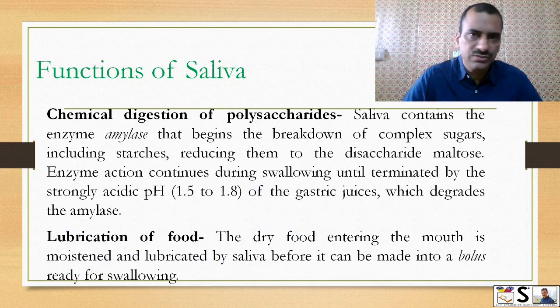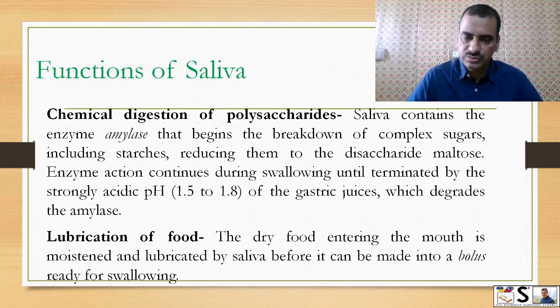What are the functions of saliva? Number 1, chemical digestion of polysaccharides, or we can say starch. Saliva contains the enzyme amylase that begins the breakdown of complex sugars including starches, reducing them to disaccharides, that means maltose. Enzyme action continues during swallowing until it is terminated by the strongly acidic pH of 1.5 to 1.8 in the stomach, which degrades or destroys amylase.